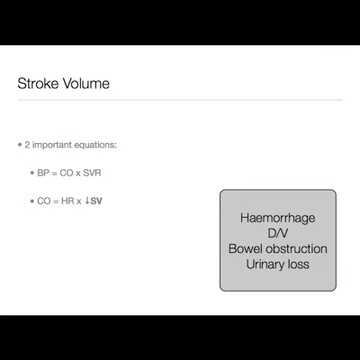Common causes are, of course, hemorrhage, which may be into the thorax, abdomen, pelvis, or throughout the entire body, severe diarrhea and vomiting, bowel obstruction, where fluid is sequestered in the gut, and urinary loss, for example, an osmotic diuresis in DKA, or a fluid diuresis of a resolving acute tubular necrosis.